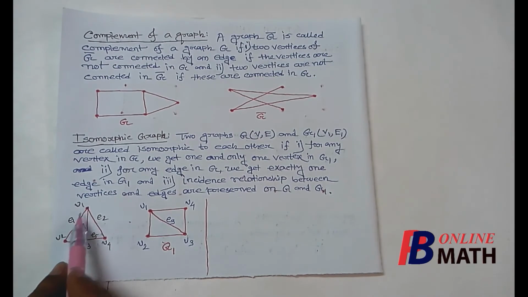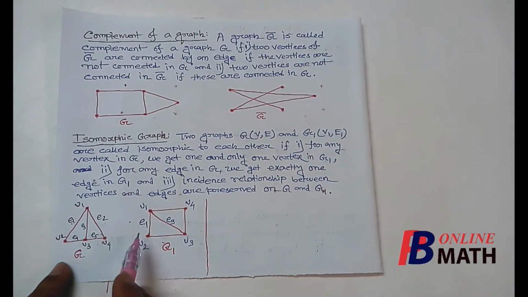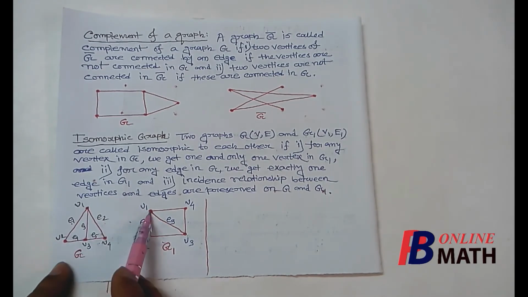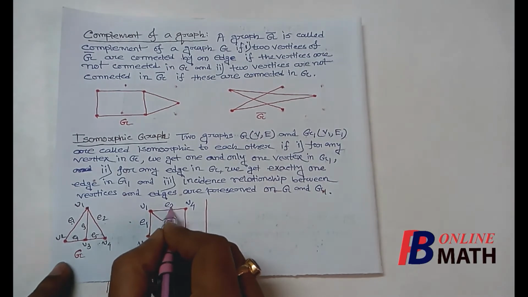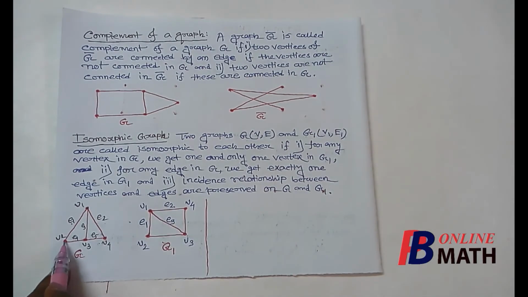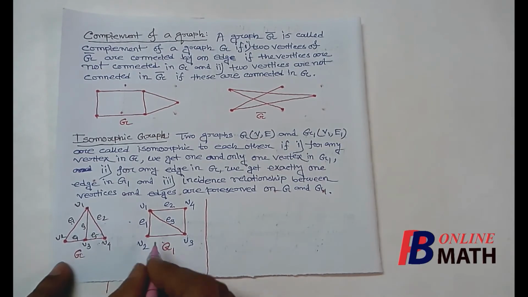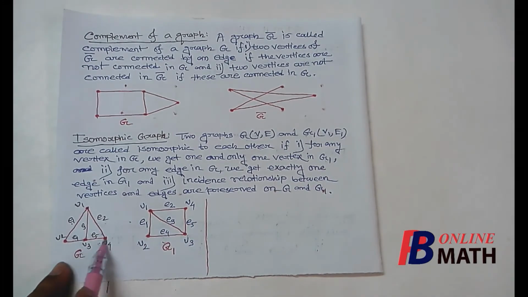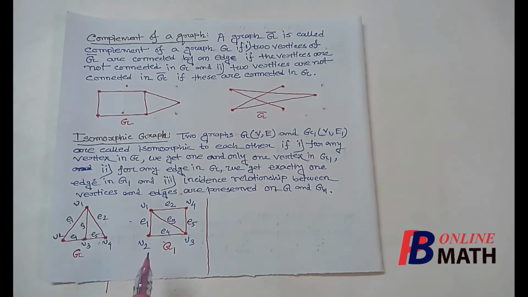Now in G, V1 and V2 are connected by E1. Now in G1, we name this edge E1. Again, V1 and V4 are connected by E2 in G. So V1 and V4 are connected by E2. Now V2 and V3 are connected by E4. And finally, this must be E5, which is between V4 and V3. So thus we have obtained that for these two graphs, the incidence relationship between the vertices and edges is preserved.